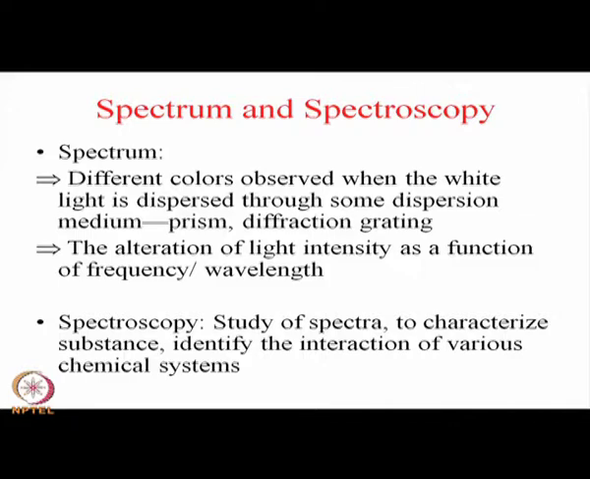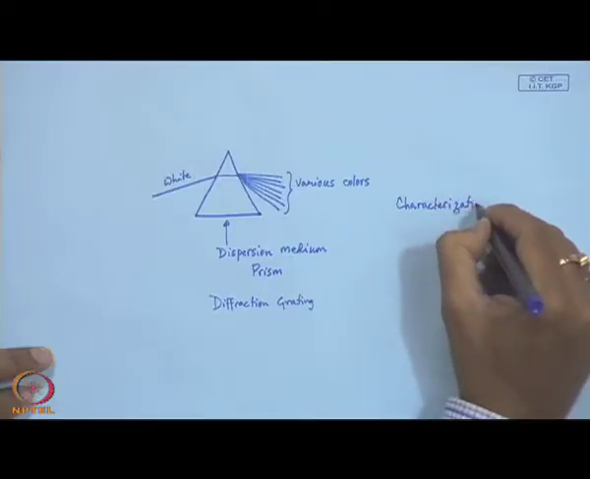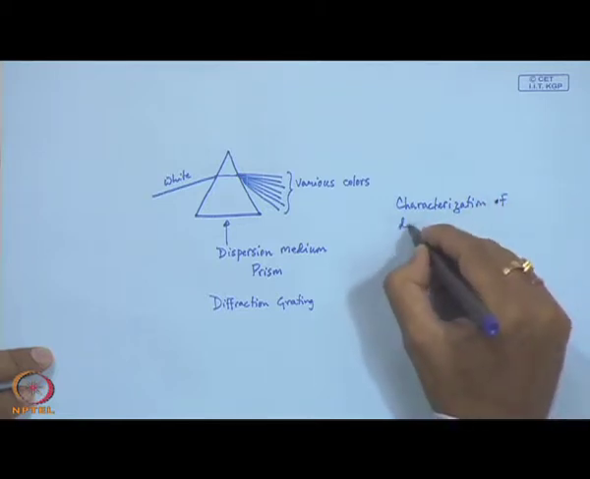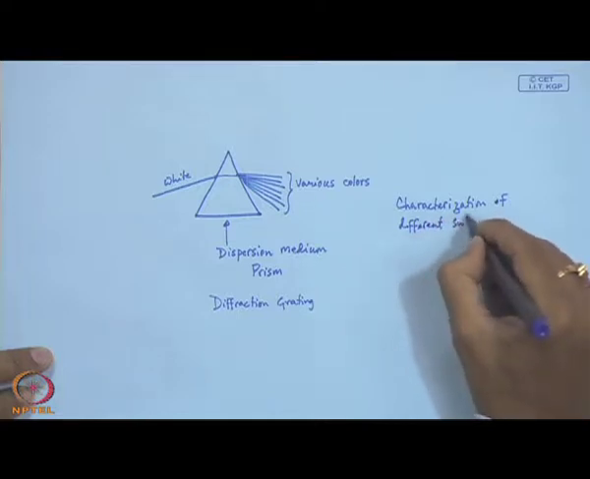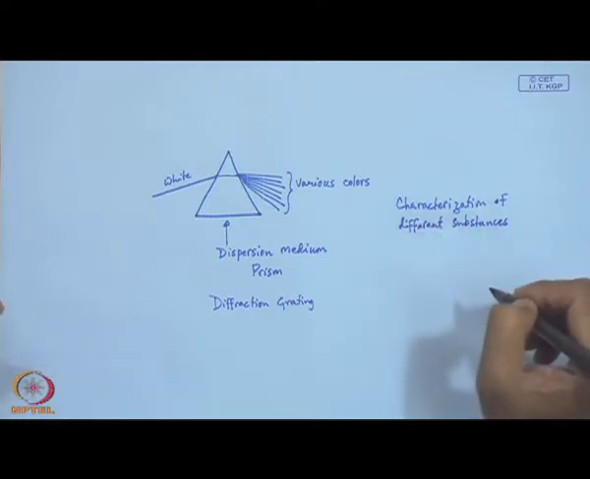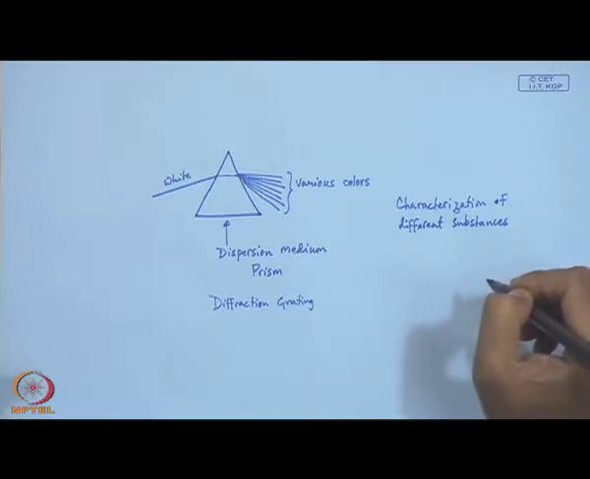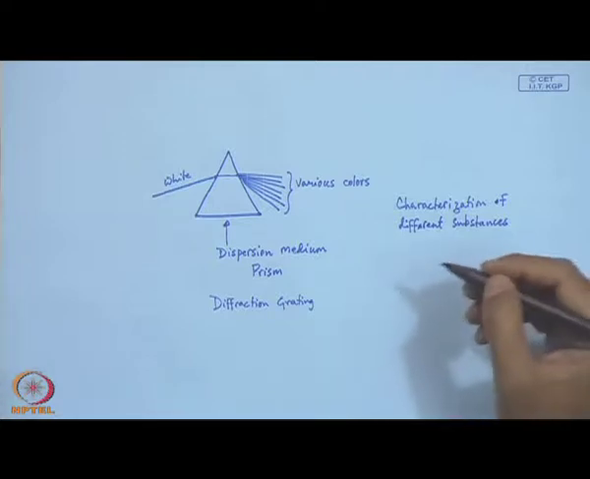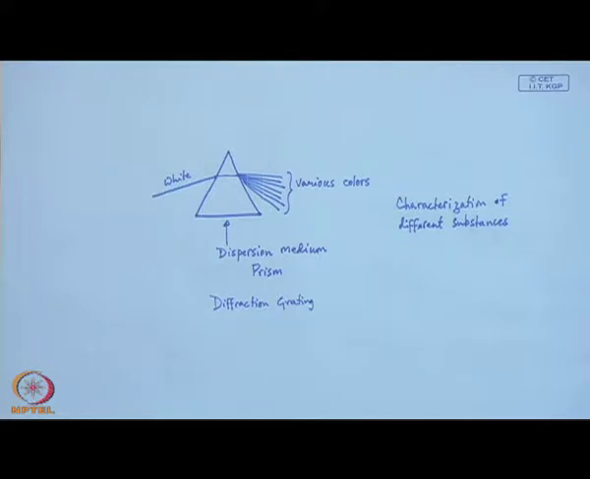These analyses help us in the characterization of different substances. Suppose we have two different substances with different characteristics. Then it may be possible to differentiate or identify which one is which, whether one substance is the same as the second, or whether there is a difference in their spectral characteristics. So if we analyze, that will help us in characterizing these substances.